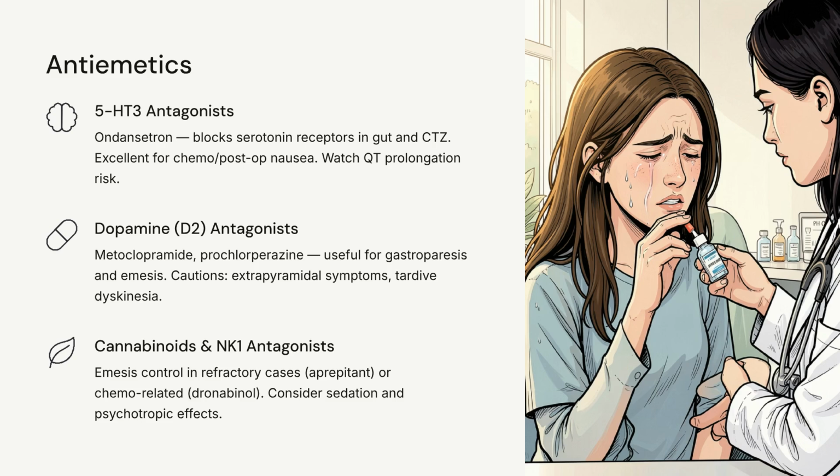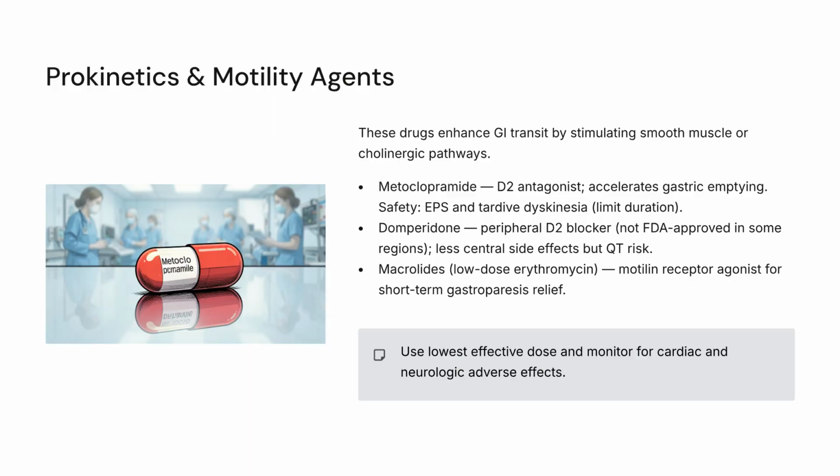Watch for QT prolongation with 5-HT3 blockers, and extrapyramidal symptoms or tardive dyskinesia with dopamine antagonists. Cannabinoids and NK1 antagonists are reserved for refractory or specific chemotherapy-related cases. Prokinetics and motility agents enhance transit. Metoclopramide and domperidone are D2 blockers, while low-dose erythromycin acts as a motilin agonist. When using these, it is critical to use the lowest effective dose and monitor for both cardiac risks and neurologic side effects, such as tardive dyskinesia.